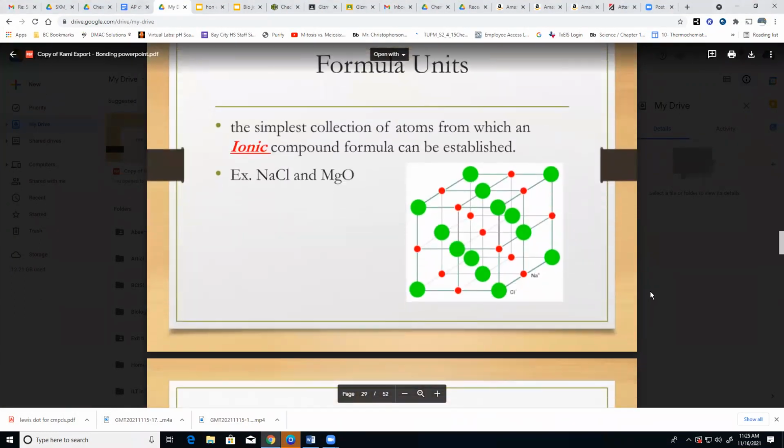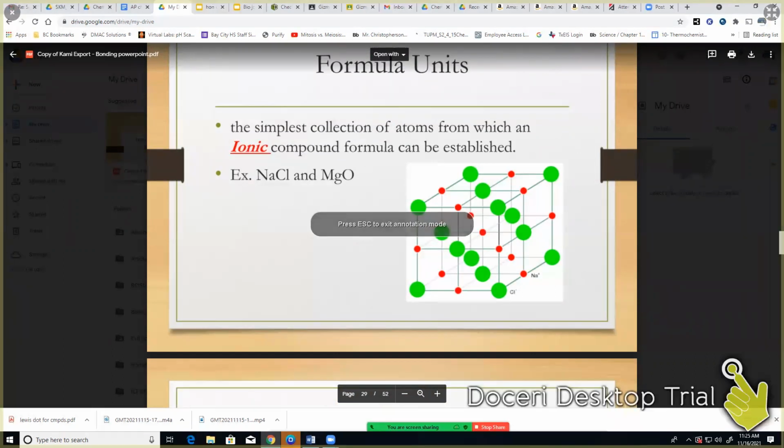Like we talked about molecules and molecular formulas that had to do with covalent compounds. Whenever we're talking about ionic compounds, we talk about formula units, the simplest collection of atoms from which an ionic formula can be established. A couple of examples are sodium chloride and magnesium oxide. Notice whenever you have ionic compounds, the metal is always first, and then your non-metal.